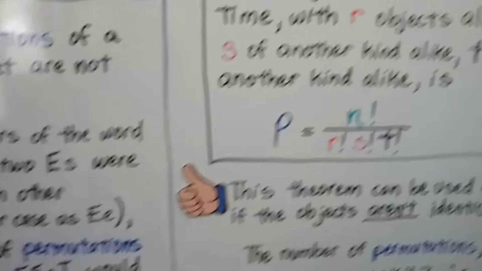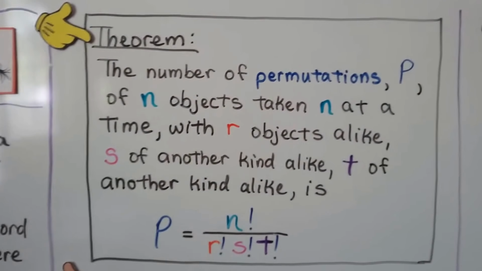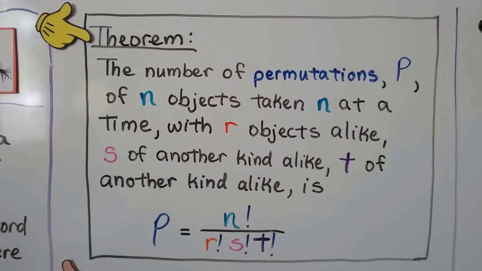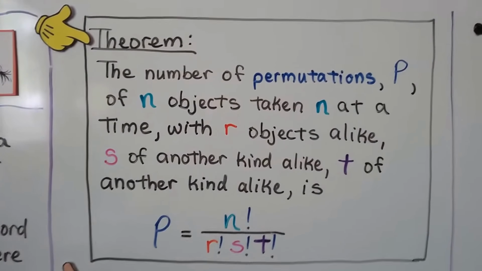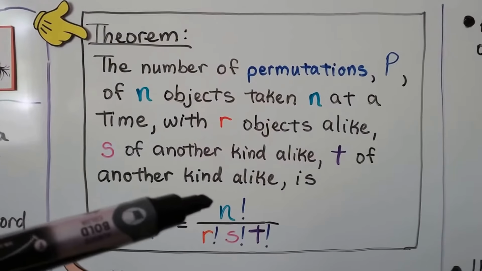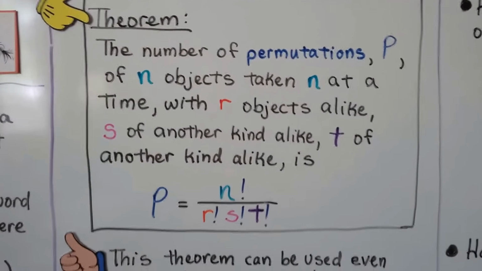So I have a theorem for you again. The number of permutations P of n objects taken n at a time with r objects alike, s of another kind alike, t of another kind alike, is P equals n factorial over r factorial, s factorial, t factorial.